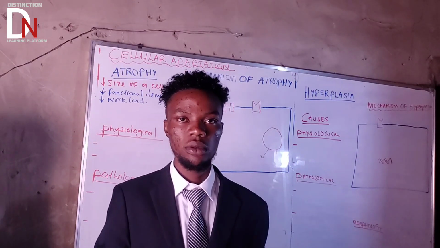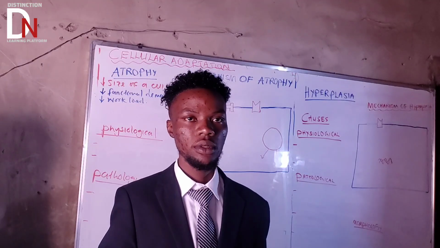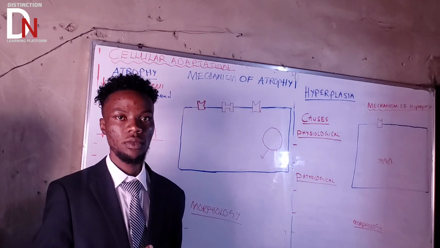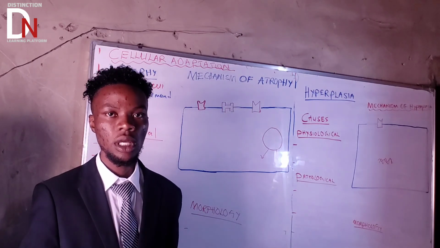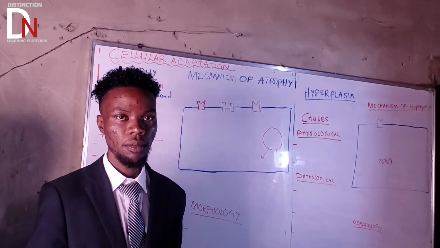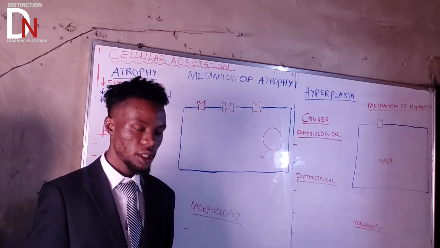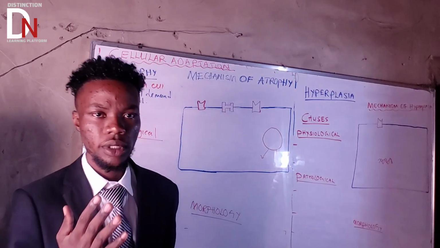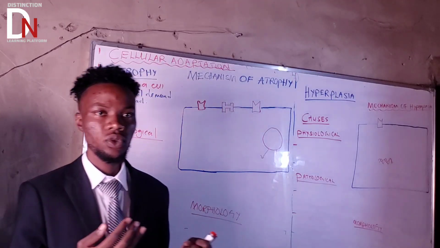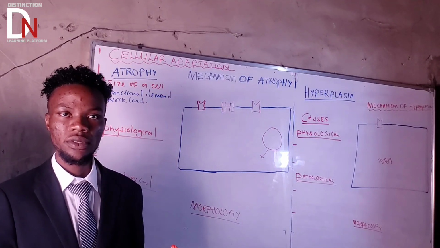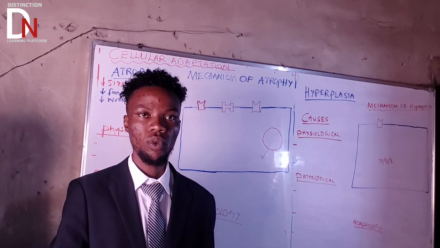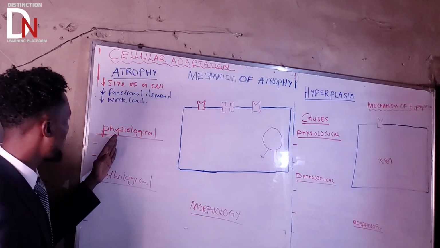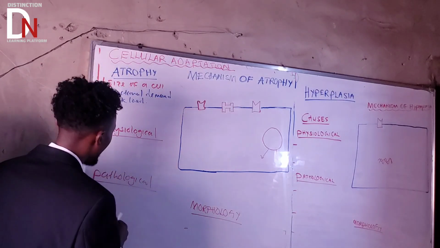Remember that workload, from the previous videos, is the amount of activities or amount of work that is given to the cell. And functional demand is the amount of activities that is required for a cell to perform. Now in this case we have a decrease in functional demand and a decrease in workload. What could cause that? There are basically two causes: physiological causes and pathological causes.